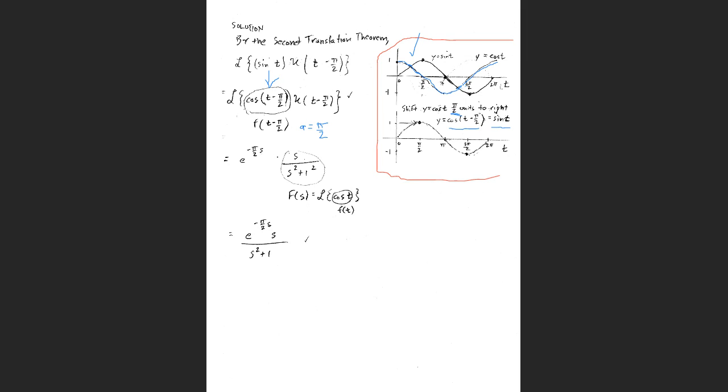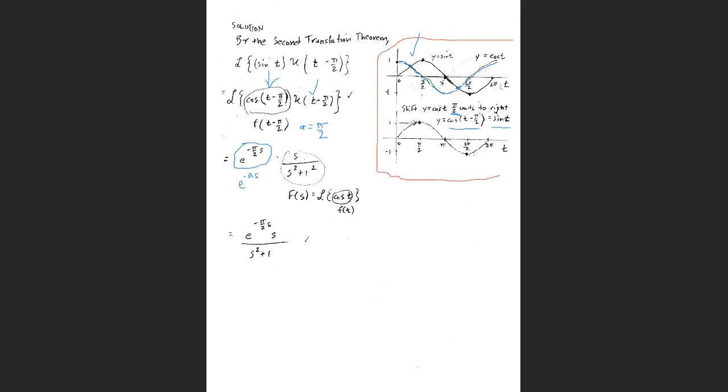All right, and so that takes care of the Heaviside function to worry about. You know, the e to the minus pi over 2s is the e to the negative a over s part.